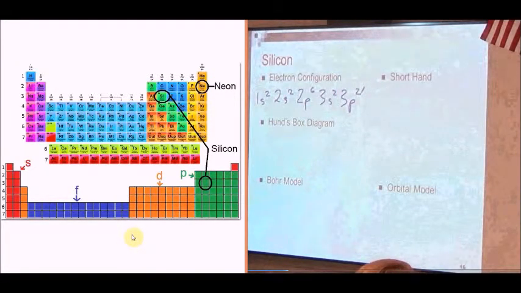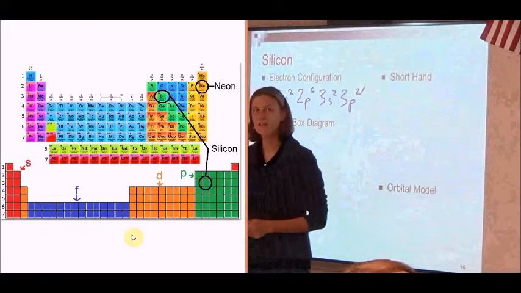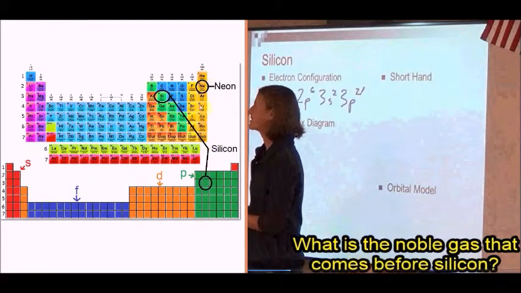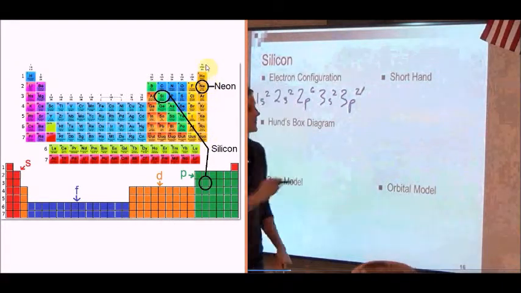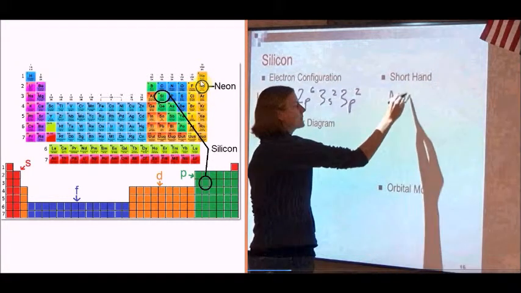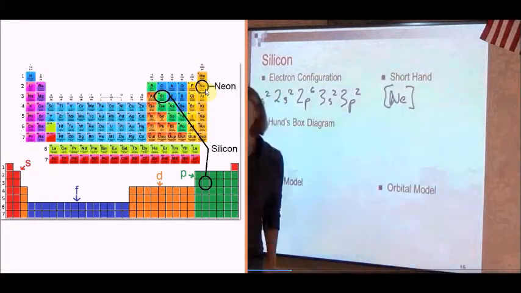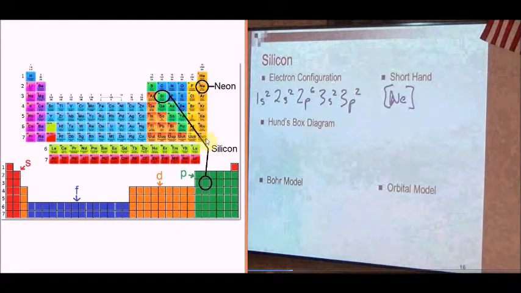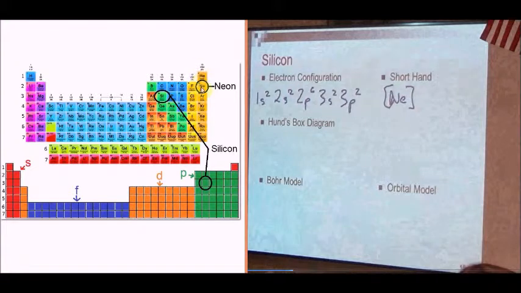Now, the shorthand at least will be shorter here. What is the shorthand? What is the noble gas? So neon. Because neon is a noble gas, remember 18 is the noble gases, it's a noble gas that comes before you get to silicon. So it's just the one above it.